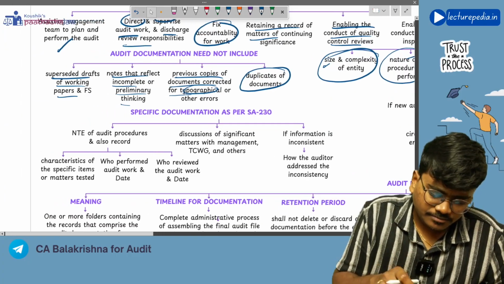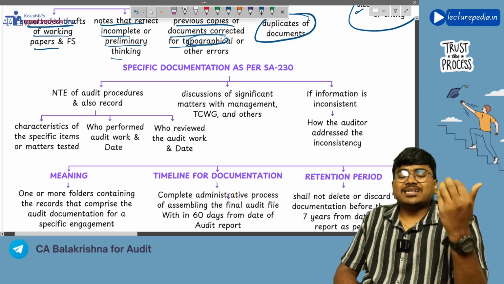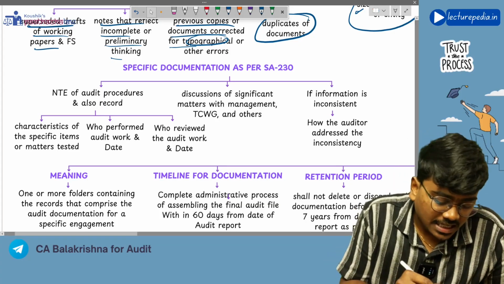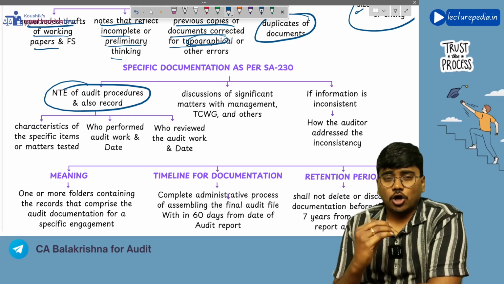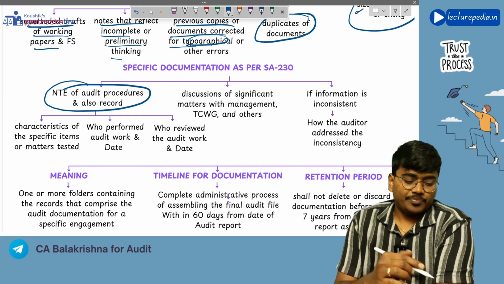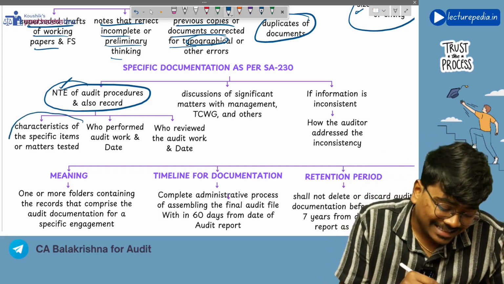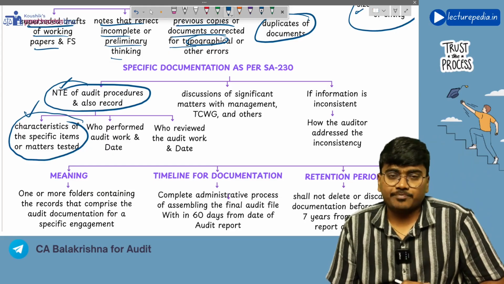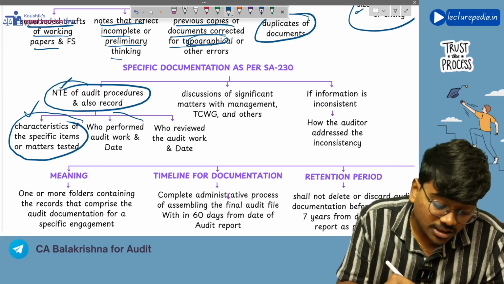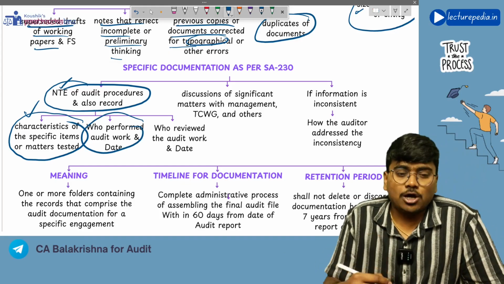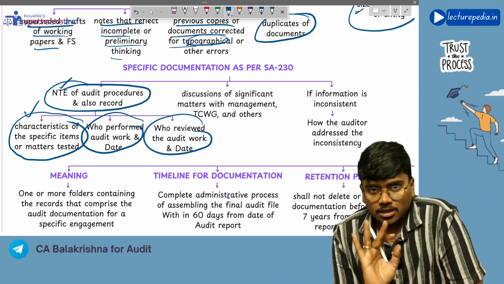Next, specific documentation as per SA-230. SA-230 requires you to maintain certain specific documentation. What are they? First one, nature, timing and extent of audit procedures. You need to maintain documentation that records the nature, timing and extent of audit procedures that you have performed, and you should also record characteristics of the specific items that you have tested. You should record the characteristics of the items on which you have performed the audit procedures, and you should also record who performed that work and on which date, and who reviewed that work and on which date. All these things you need to document.